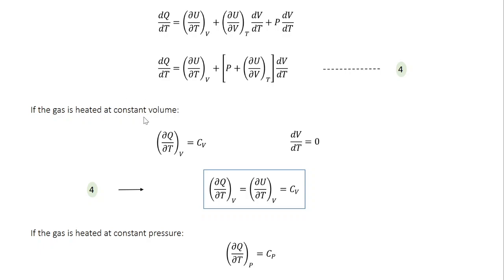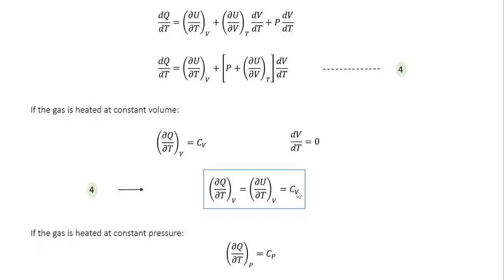Let's now consider the case of constant volume. Imagine that the heat is applied at constant volume. So the left hand side becomes ∂Q/∂T at constant volume, which we know is Cv. Since the volume is constant, the change in volume dV is 0, which means this term dV/dT equals 0. So substitute these two into equation number 4. I get ∂Q/∂T at constant volume, which is equal to ∂U/∂T at constant volume, which is equal to Cv.